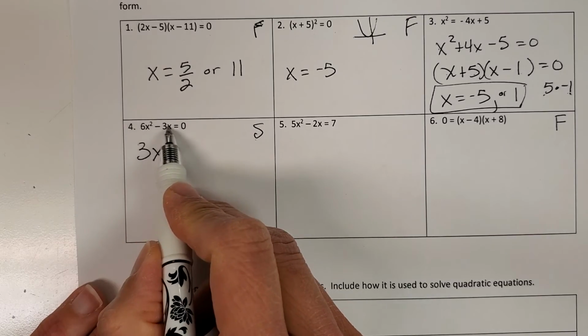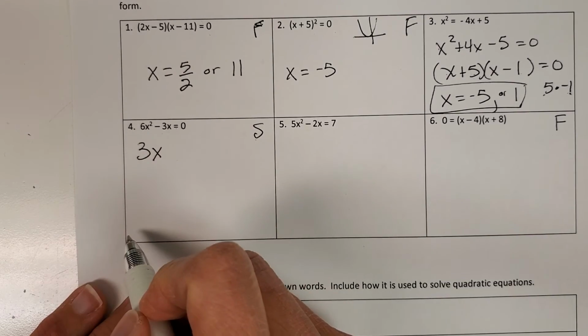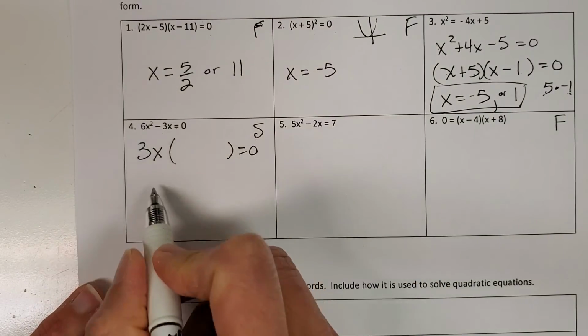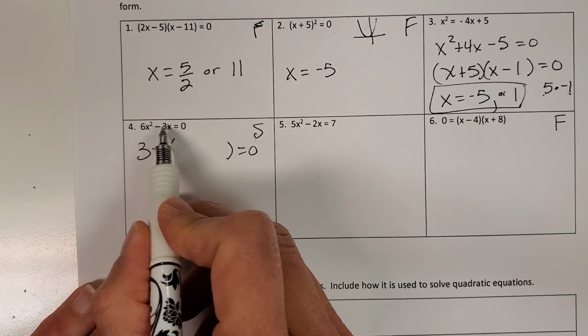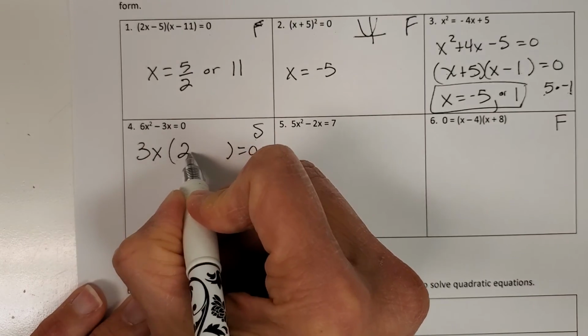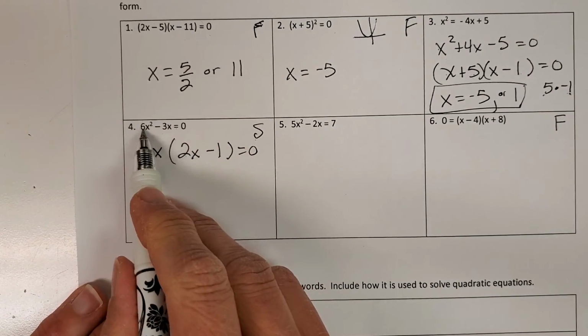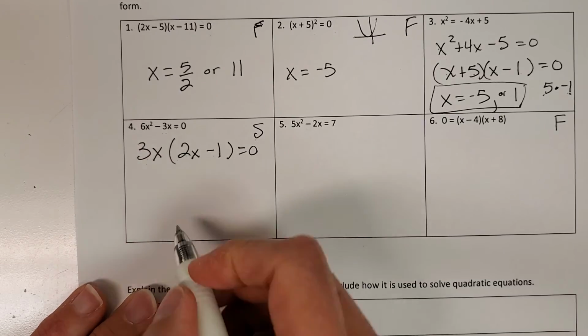Well, I see that 3 goes into both 6 and 3, and x goes into both x squared and x, so I know that's my greatest common factor. And then to find out what goes in here, I just divide both of those by 3x. So that gives me a 2x minus 1. I can double check. That says 6x squared. That's negative 3x. So we're good to go.